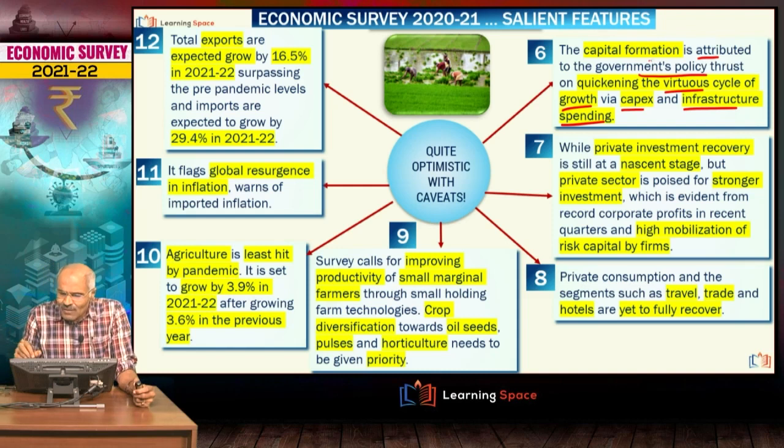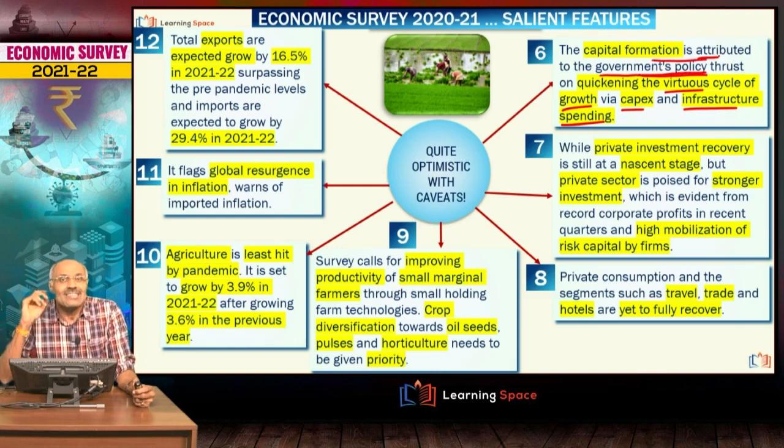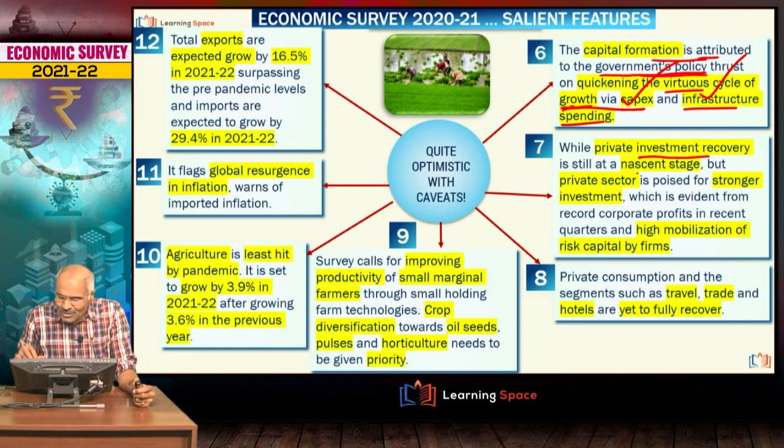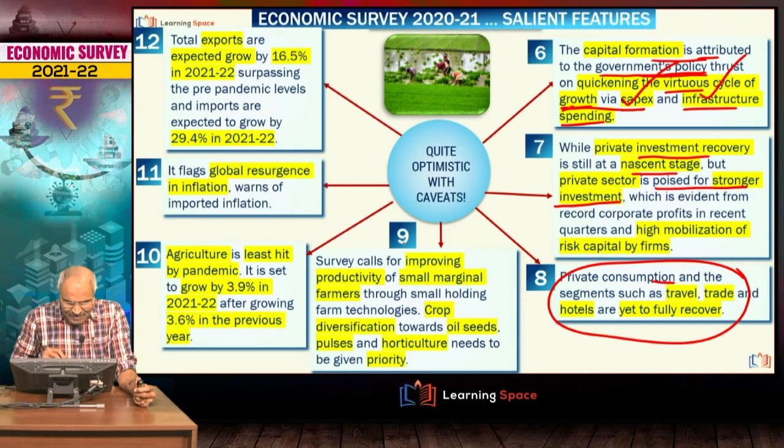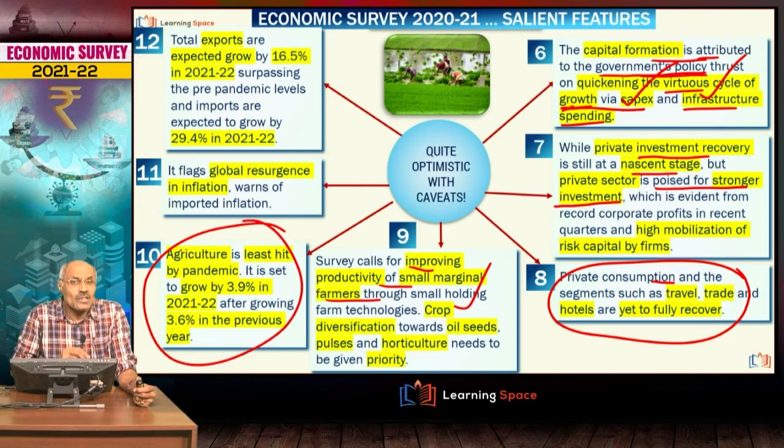So because of that, capital formation is attributed to government's policy thrust on the virtuous cycle of growth via capital expenditure and infrastructure spending. And private investment recovery is expected to take off, but at present it has not taken off, and it is poised for stronger investment. Then private consumption, I have already told you. Trade, hotels, this is yet to fully recover, because in the previous slide we have seen it is at 91.5. Survey calls for improving productivity of small and marginal farmers through crop diversification. This is most important. Agriculture, I have already told you, has grown by 3.9% and 3.6%.